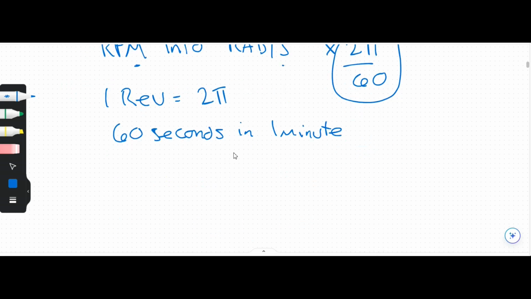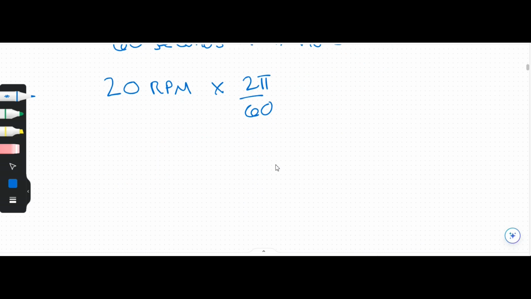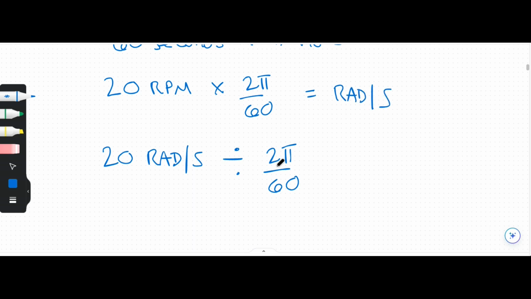So if I had, I don't know, 20 RPM, if I multiplied that by 2 pi over 60, I would get it in radians per second. And if I had 20 radians per second, I've got to divide that by 2 pi over 60 to get RPM. This will give me radians per second, and this will give me RPM. So if I want to go from RPM to radians per second, I times it by this thing here. If I want to go the other way, I've got to divide.